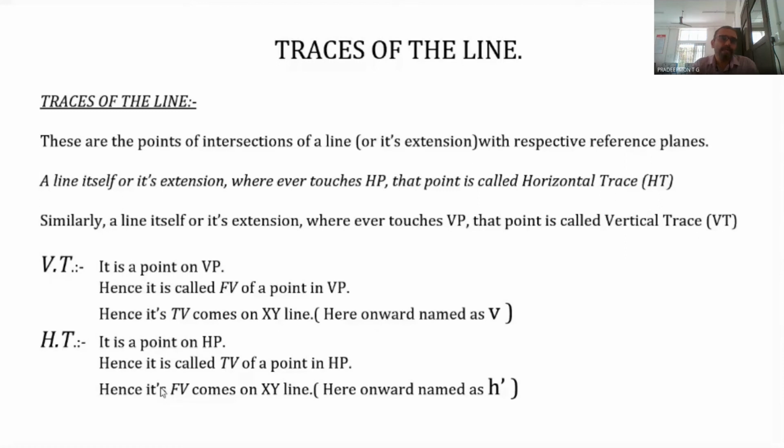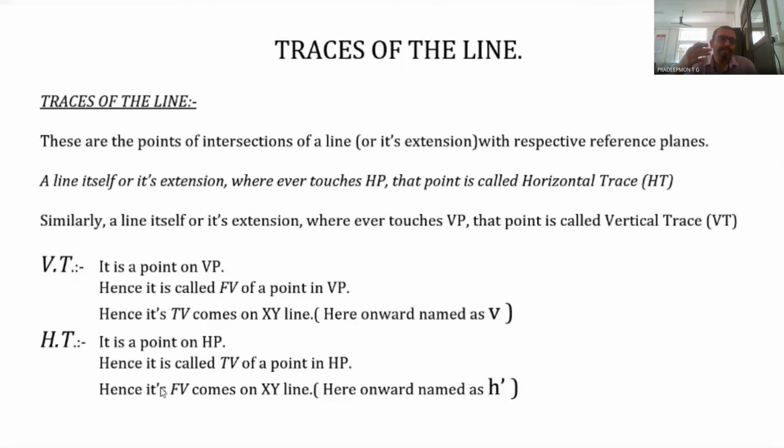So a line itself or its extension, wherever it touches HP, that point is called the horizontal trace. Similarly, if a line itself or its extension touches the VP, that particular point is called the vertical trace. So VT is a point on the VP, and hence it is the front view of a point in VP. VT is a front view of a point. Since it is a point on the VP, the top view will be on the XY line.